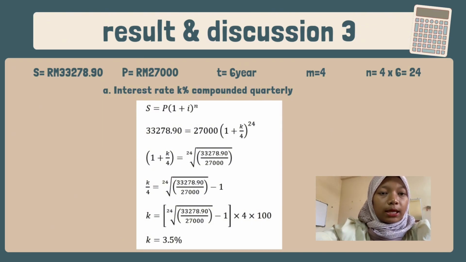K equal to the 24th root of (33,278.90 divided by 27,000) minus 1. After calculating, the answer has to be multiplied by 4. So K equal to 0.0350. To get K%, 0.0350 multiplied by 100. So the interest rate K% is 3.5%.